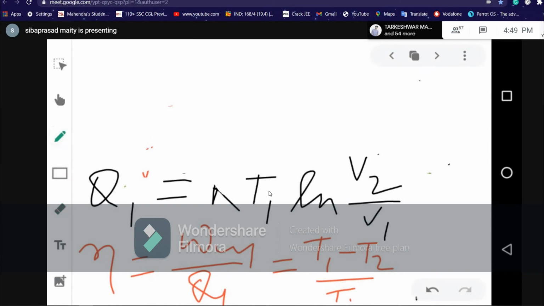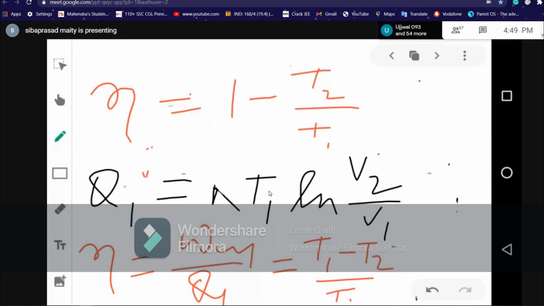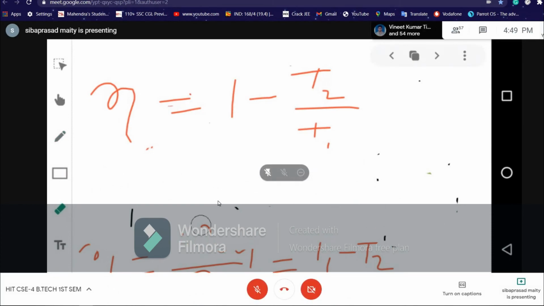So ultimately we are getting eta equal to 1 minus T2 by T1, isn't it?